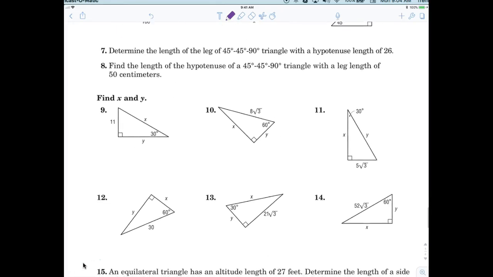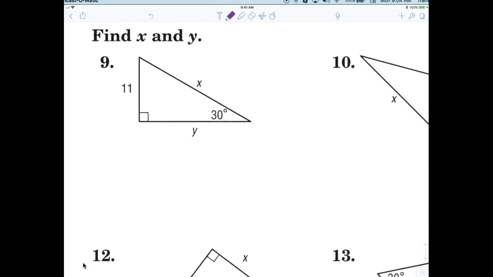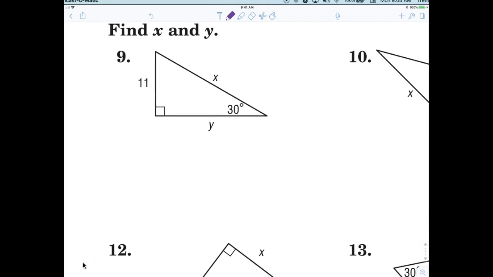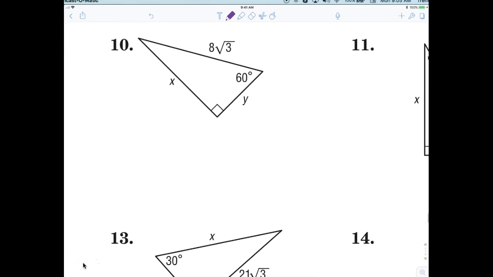Let's drop down to the 30, 60, 90 stuff now. So x is what in number 9? 22. And then y would be 11 radical 3. All right, again, if you know the rules, it's just simple. So let's look at 10.